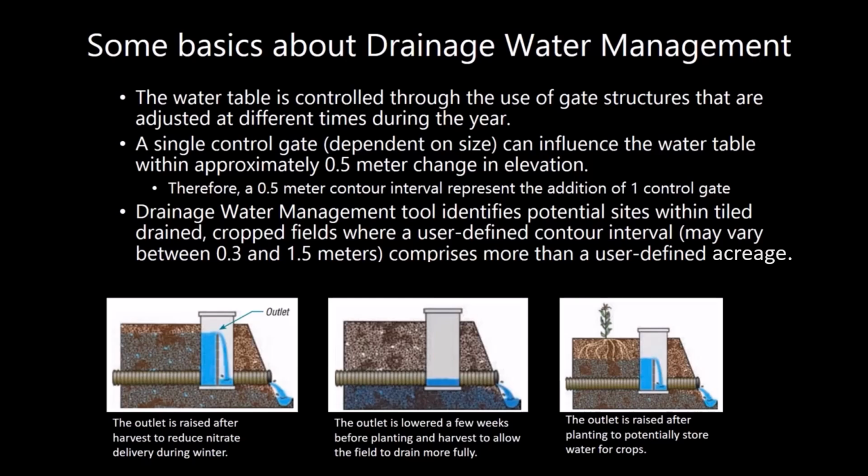The way the ACPF tool works is that gates will only be sited within agricultural fields. Those are fields with an is-ag value equal to 1, and if the field is likely to be tile drained based on the tile drainage classification tool results. The user can also define the contour interval that is used. When a gate is suggested for a half-meter elevation change, if you were using a 1-meter contour interval, that means 2 gates would be suggested for that interval. The user can also specify the minimum acreage size the interval must make up of the field.